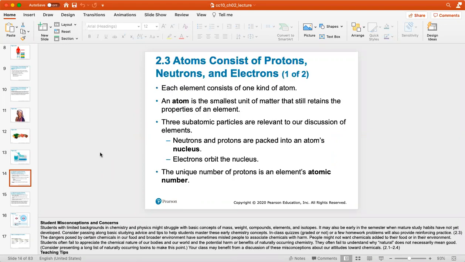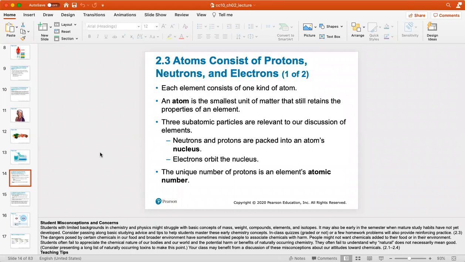So then we get to the properties. Each element consists of one kind of atom. So the element sodium will have all sodium atoms in it. An atom is the smallest unit of matter that still retains the properties of an element. 3 subatomic particles are relevant to elements. And these 3 subatomic particles are neutrons, protons, and electrons. Neutrons and protons are in the atom's nucleus, or the center part of that atom, and the electrons will orbit around the nucleus or spin in an orbit outside of the nucleus.